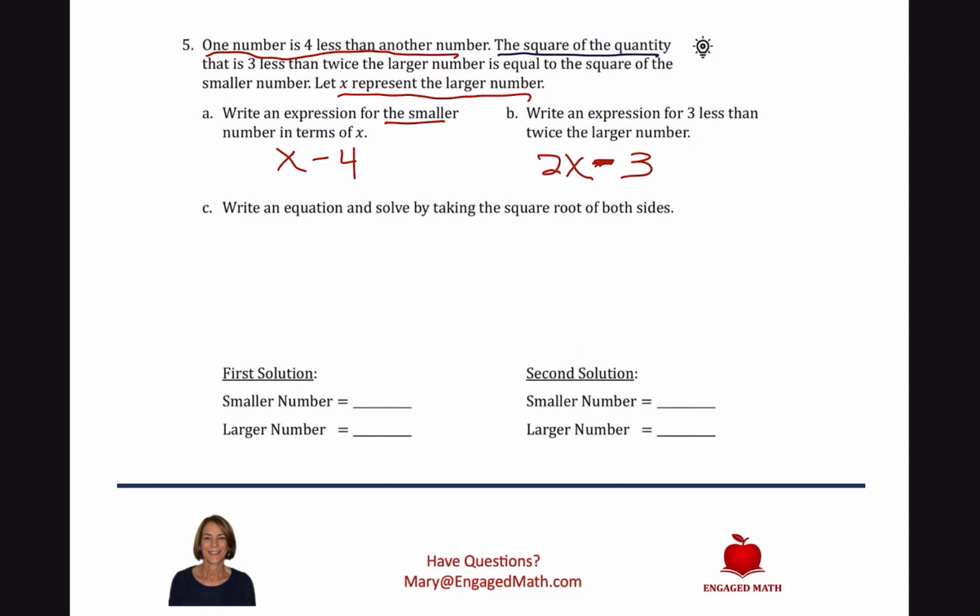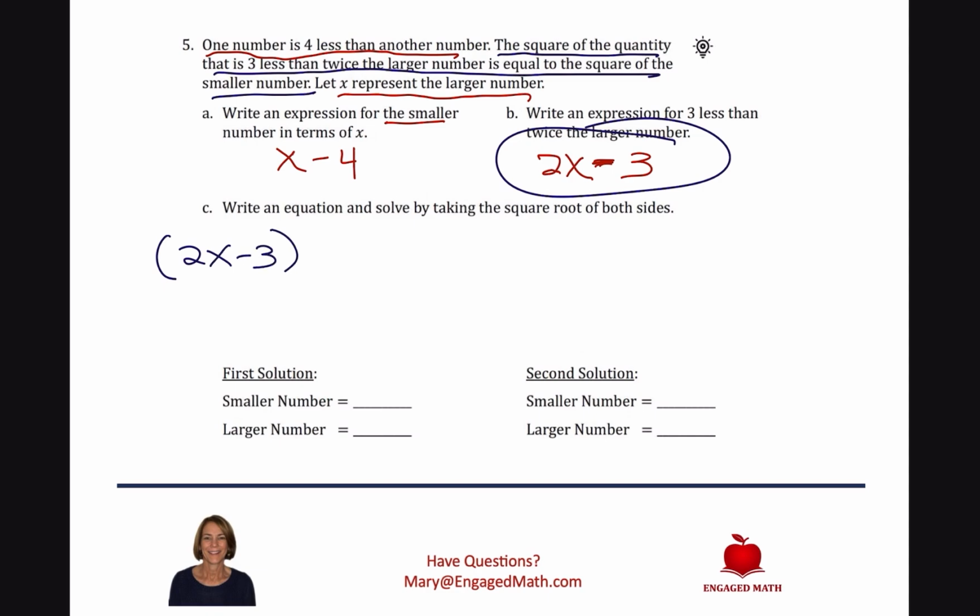So we have to look back at the word problem to see what our equation could be. And here it is right here that I'm underlining in blue. It says the square of the quantity that is 3 less than the twice the larger number. So to show that that's squared, we're going to put a little exponent of 2 up there. And this is equal to the square of the smaller number. So the square of the smaller number is (x minus 4) squared.